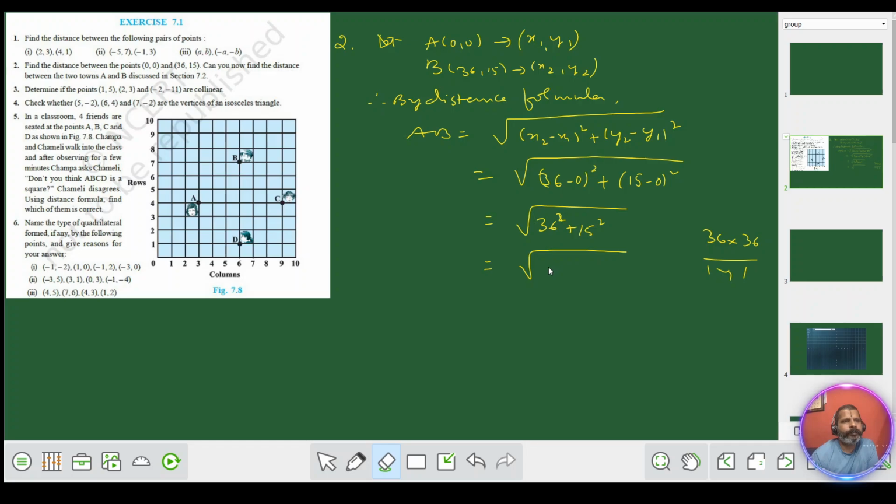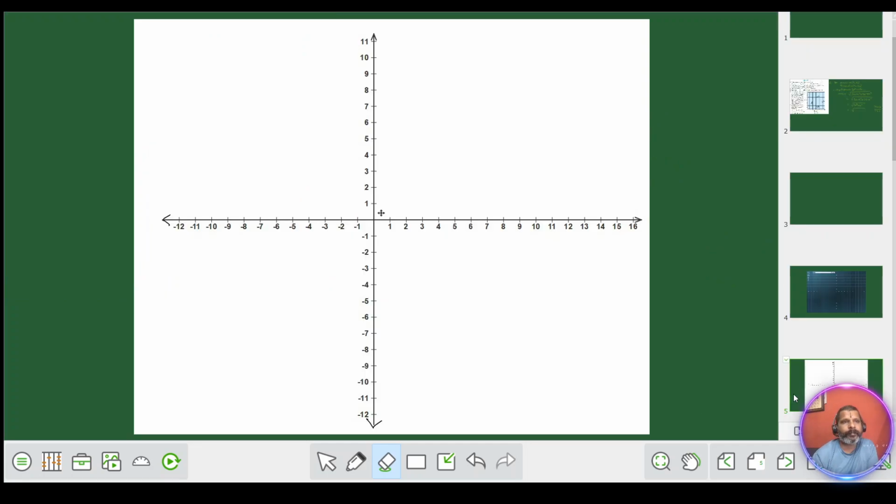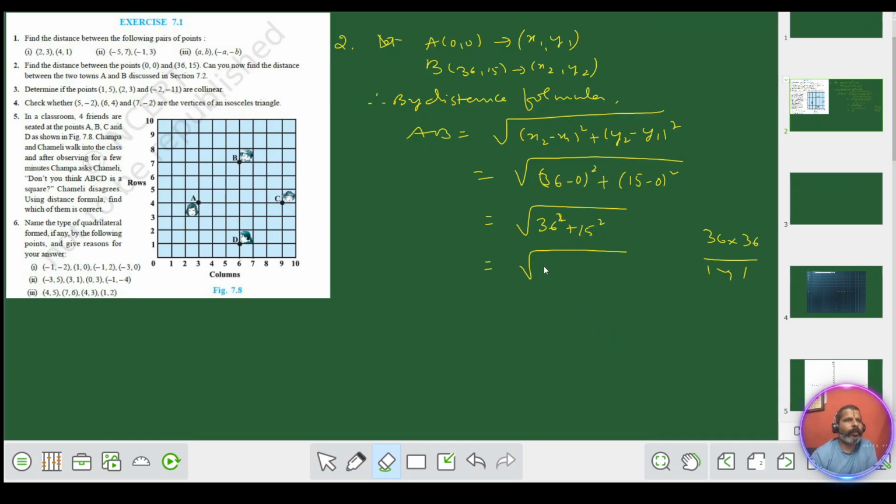Sorry, the pen is not properly writing, pardon me. 1296 plus 225, which comes to 1521. Pardon me for the long pause. Okay.